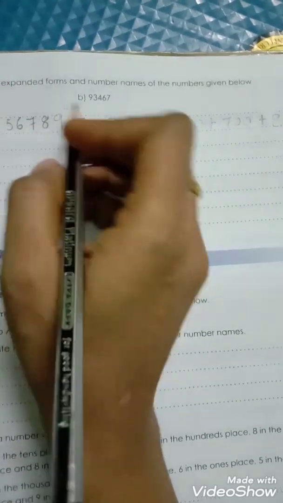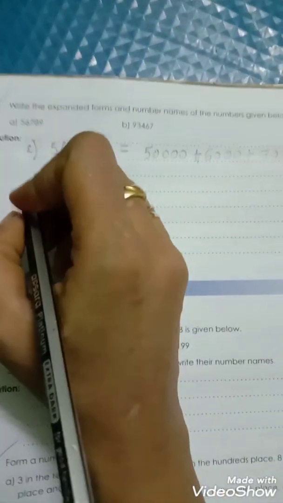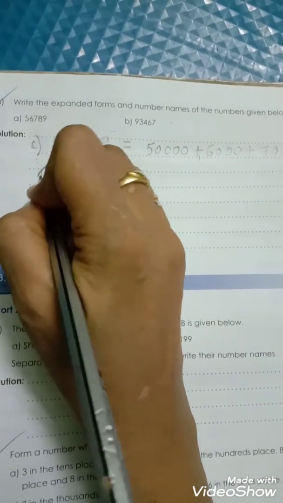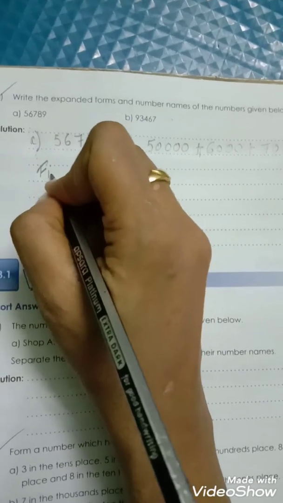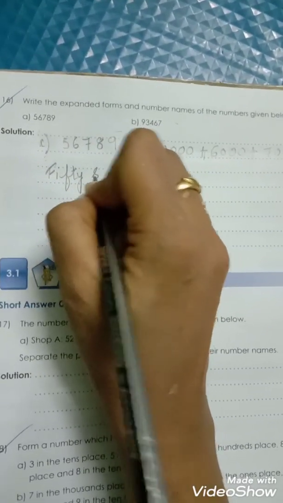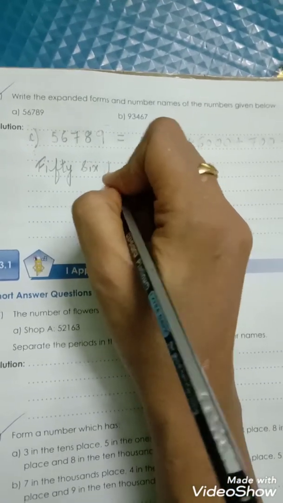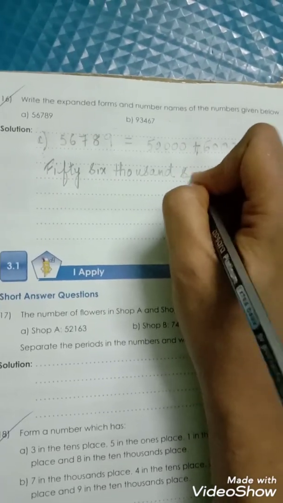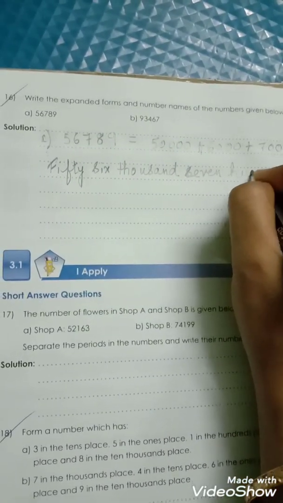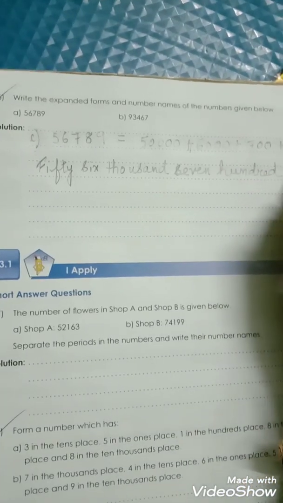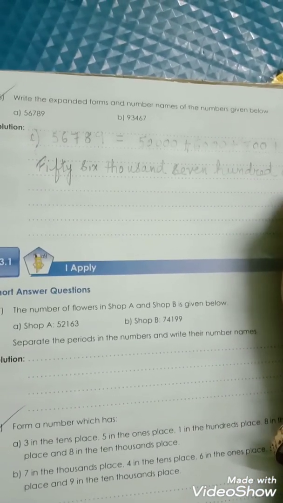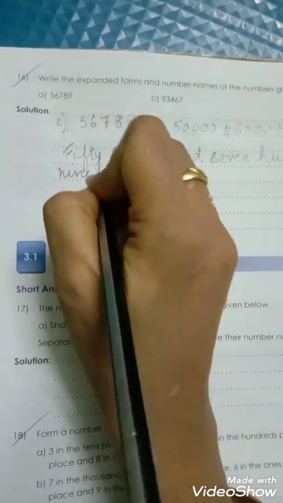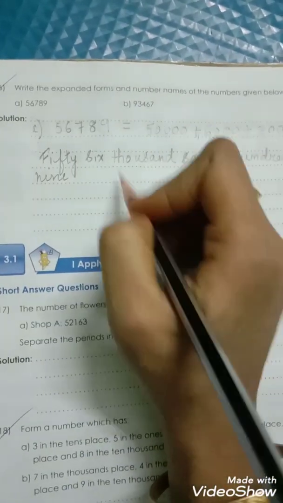Now we will write the number name of this number. So number names: you have to write down the spelling of this number. 56,000, 56,700, 789. So these two things you have to do here.